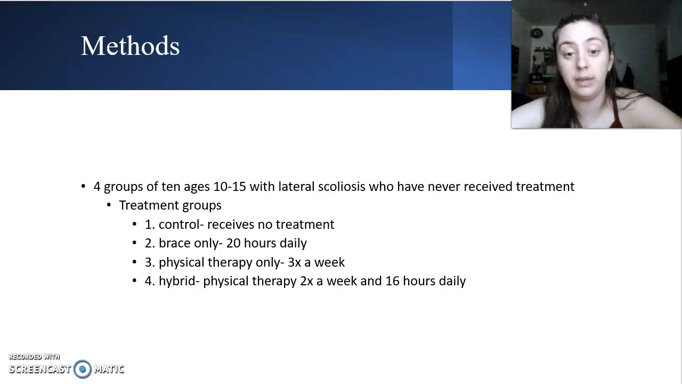The second group will be a group who receives the brace treatment. So for 20 hours a day, they will be in their brace doing everyday activities. The only activity that they won't do is if they play sports. Physical therapy is the third group. This group will go to physical therapy sessions 3 times a week and then do their exercises at home every other day. The fourth group will be a hybrid group. This group will go to therapy twice a week while also doing their exercises daily. They will be in the brace for 16 hours a day, excluding exercise.